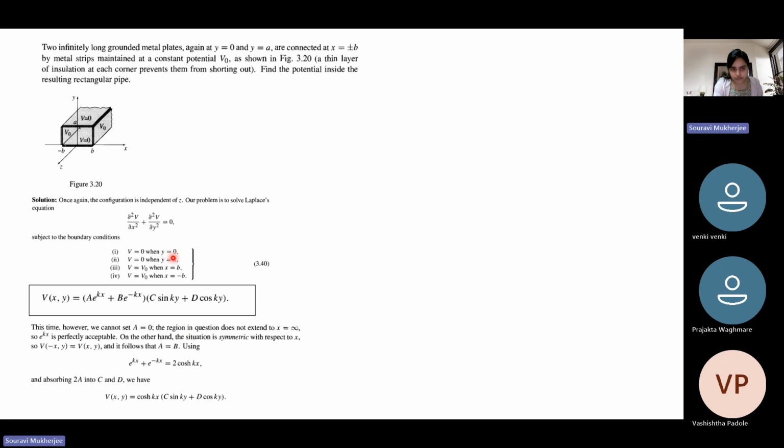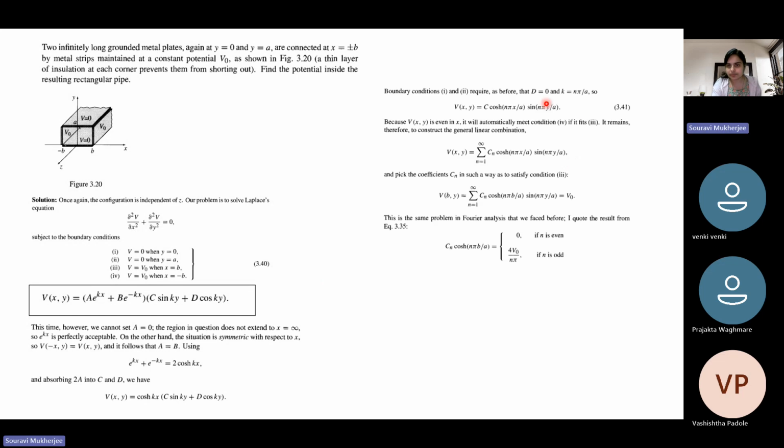So again, here you have v going to 0 at y equal to 0 and y equal to a. Okay. So that means d should be 0. Why? Because if d is not 0, you cannot have v equal to 0 at y equal to 0. Cos 0 will be 1. So this will be a non-zero quantity. So d should go to 0.